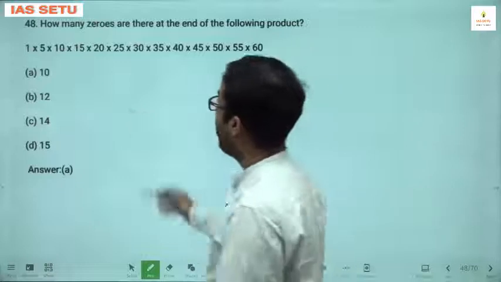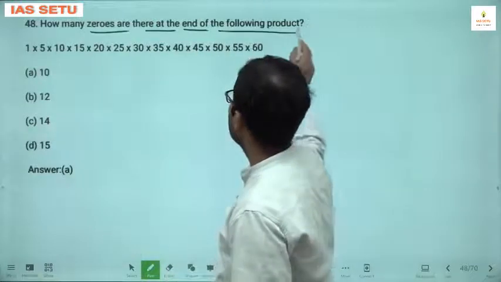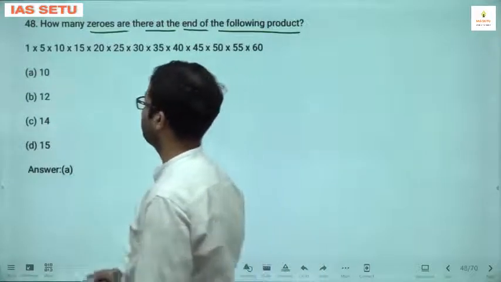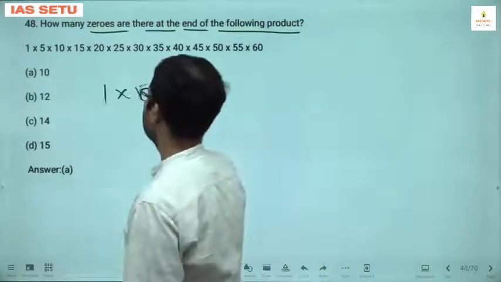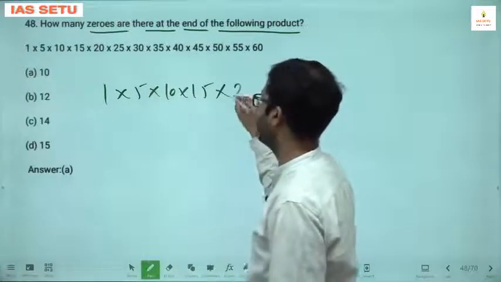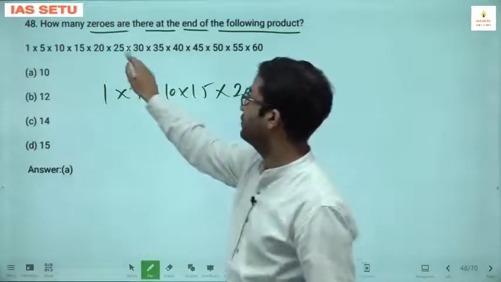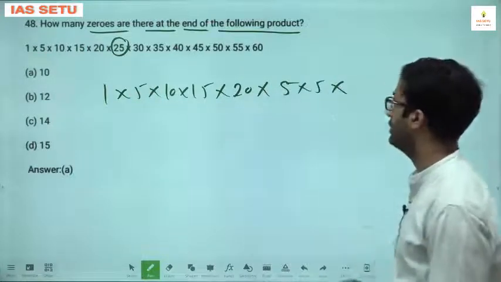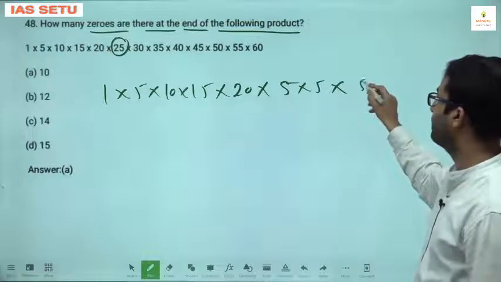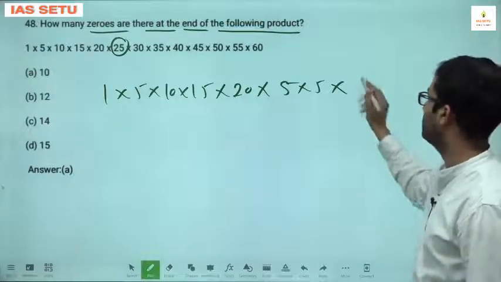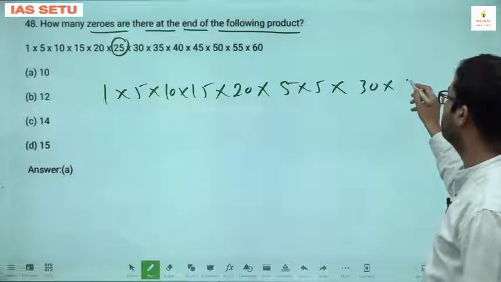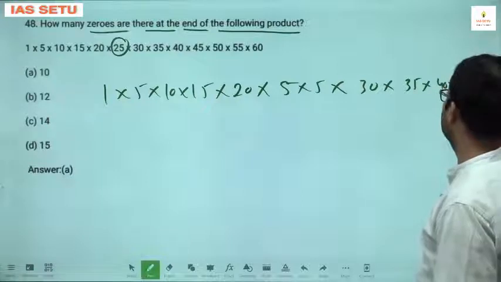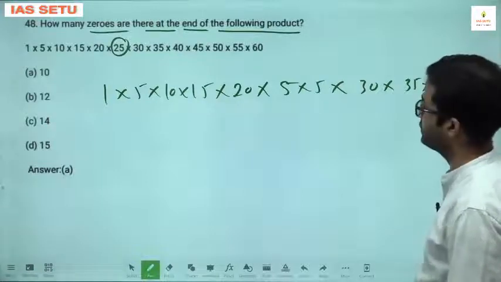Question number 48. How many zeros are there at the end of the following product? Okay, the answer is given here, but I tell you. This is 1 into 5 into 10 into 15 into 20 into 25. So we write 25 as 5 into 5. Into 30. 30 is 5 into 6, or take 30 only. 35 is 5 into 7. 40, 45, 50, 55, 60.